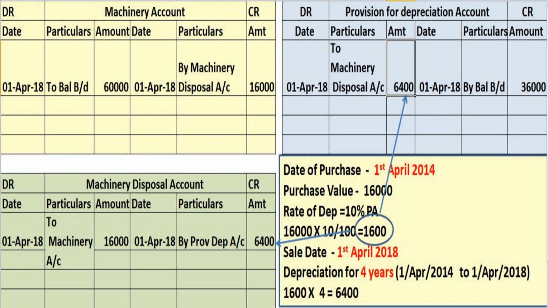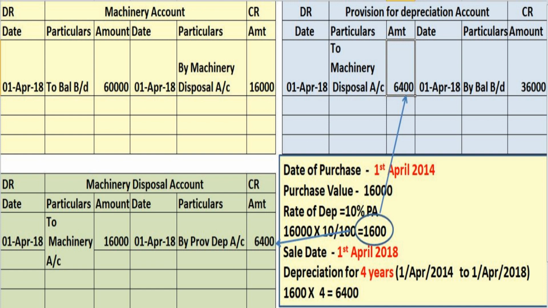Since we have disposed the machine, we need to calculate the accumulated depreciation amount for this machine. Purchase date of the machine is 1st April 2014 and we have disposed the machine on 1st April 2018. So we need to calculate the depreciation for 4 years starting from 1st April 2014 to 1st April 2018. So 10% depreciation on 16,000 is 1,600 per year. For 4 years, it is 1600 into 4, which comes to 6,400. This is the accumulated depreciation amount for the disposed machine.